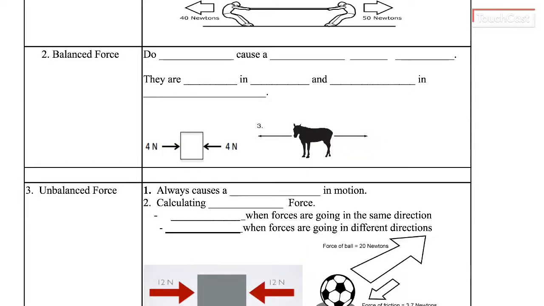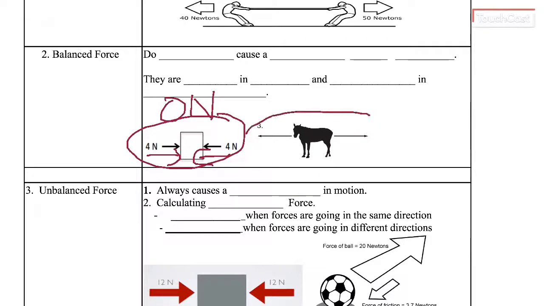So here, let's look at the example on your notes very quickly. Right here, here's an example. Okay, this one's pushing 4 newtons to the right. This one's pushing 4 newtons to the left. So you have an equal magnitude going in opposite directions. So your net force would be 0 newtons. This box is at rest.